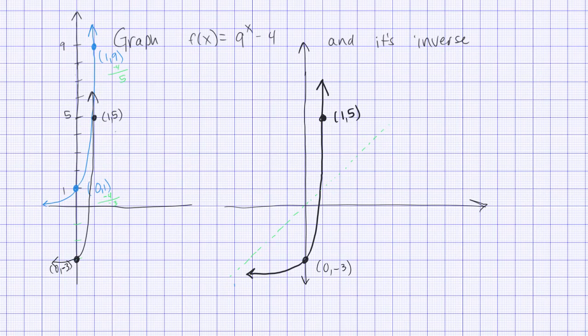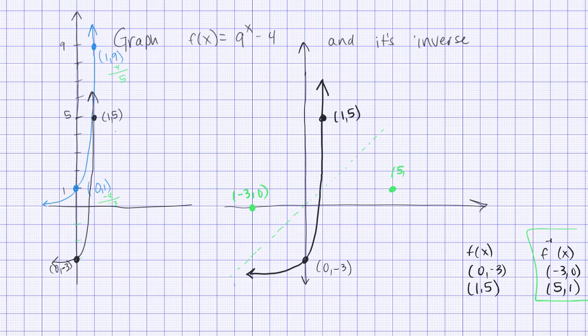All right, so in the regular function, we had this point at (0, negative 3), and so then in the inverse, I just flip the places of the x and the y. Okay, and I also had a point at (1, 5) in my function, so the inverse point is going to be at (5, 1). And then I can graph those points: (negative 3, 0), and then the other point was at (5, 1).